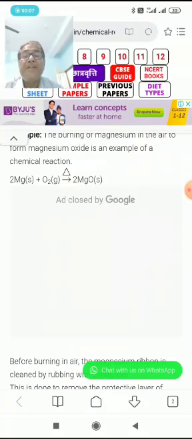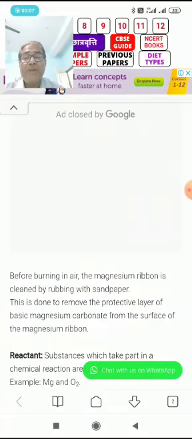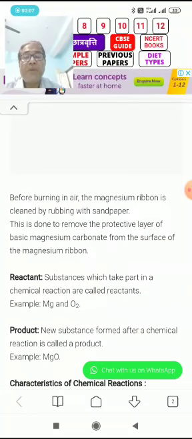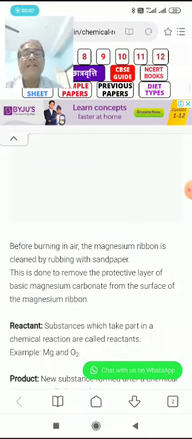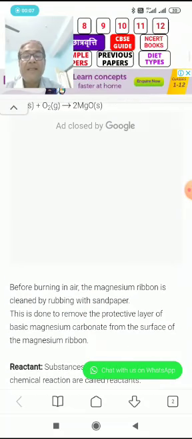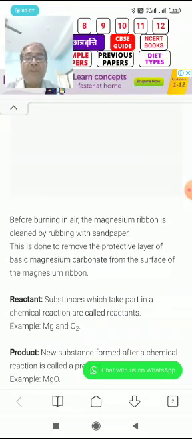Here, Mg and O2 are reactants while MgO is the product, which is a new substance. It shows neither the property of magnesium nor that of oxygen. MgO has totally different properties from magnesium and oxygen. Here is one thing which you have to note.